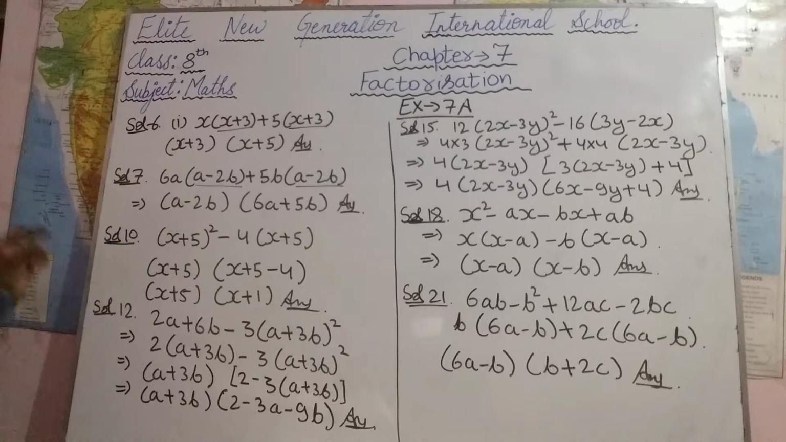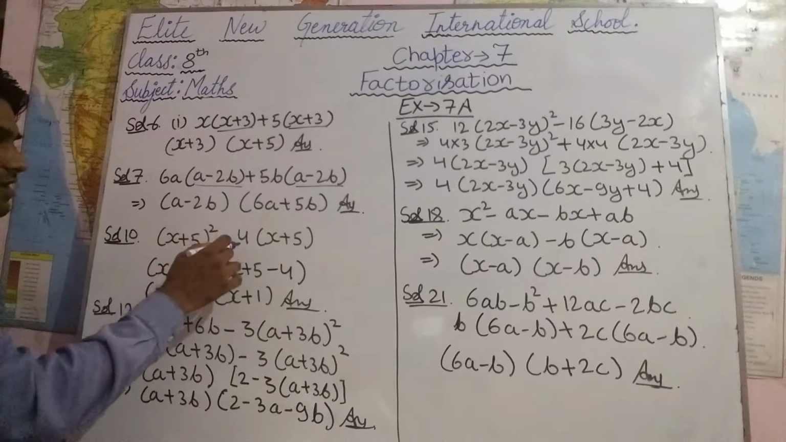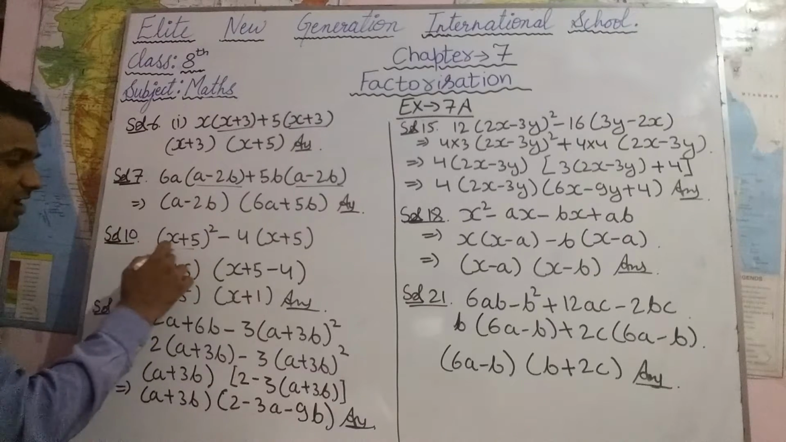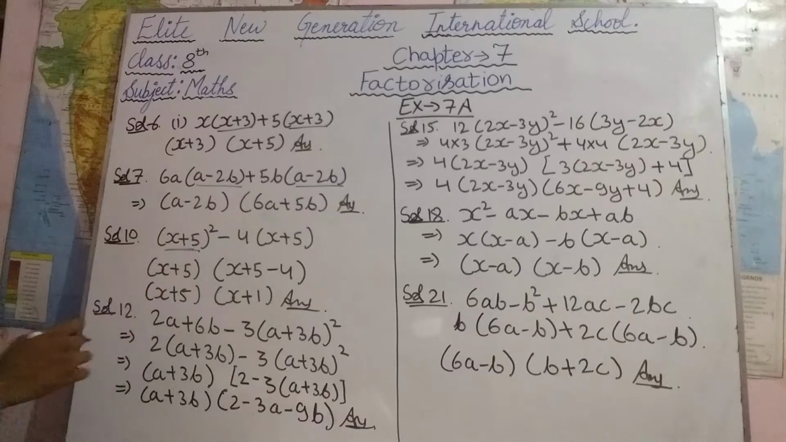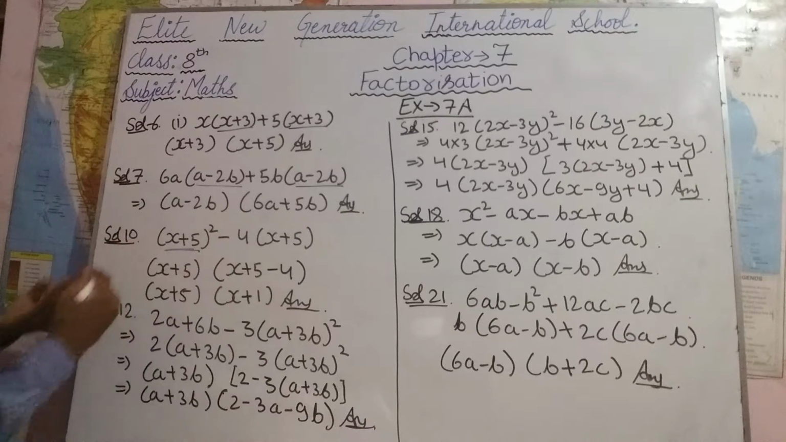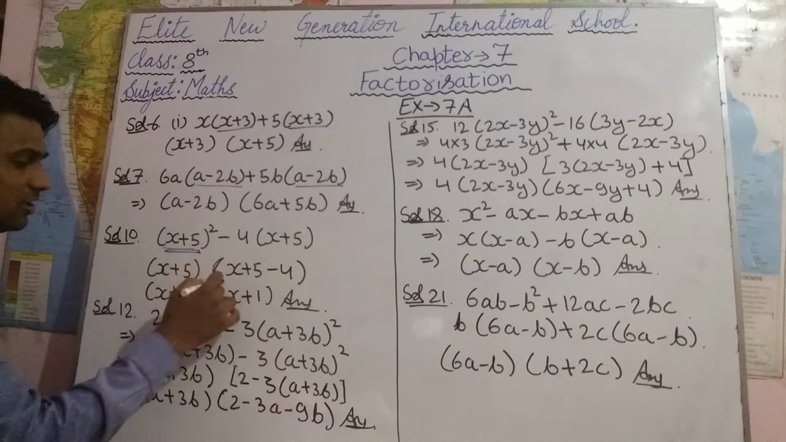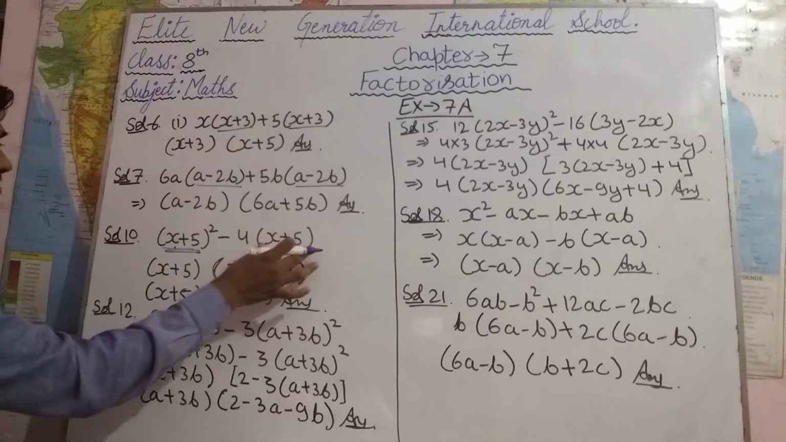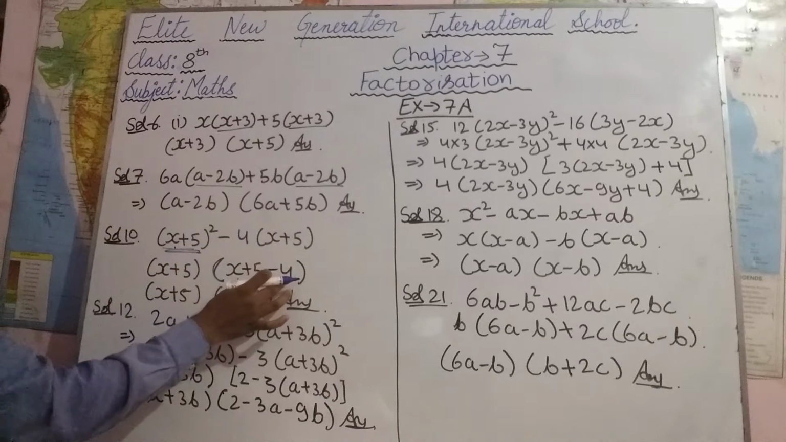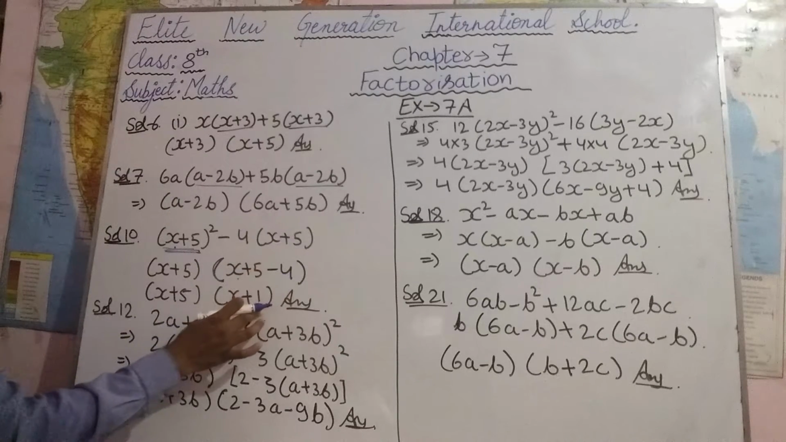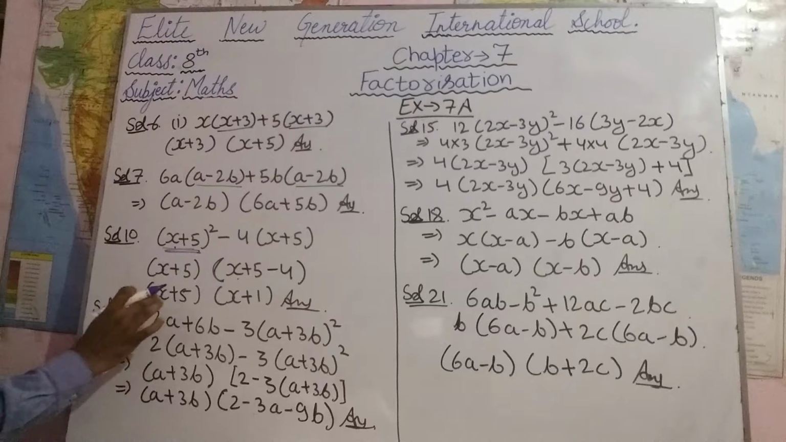Now after this, see question number 10. In question number 10 we have x plus 5 whole square minus 4 into x plus 5. So here the power of x plus 5 is 2. That means here is 2 times x plus 5. So we can take x plus 5 as common. When we take x plus 5 as common, one x plus 5 will be left. So here one x plus 5 will come, and this x plus 5 is common. Here 4 will be left. So here x plus 5 minus 4 will be 1, so it will be x plus 1. So x plus 5 and x plus 1 will be the answer.